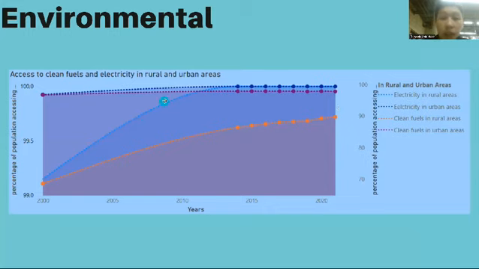So we can see that in urban areas there was always much more access. People have more access to electricity and clean fuels, and it was about 90% in 2020, a little bit near to 100.